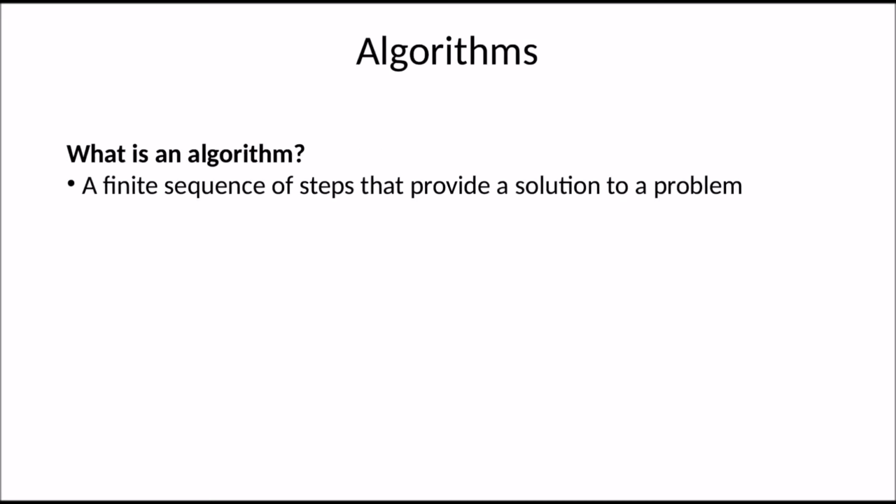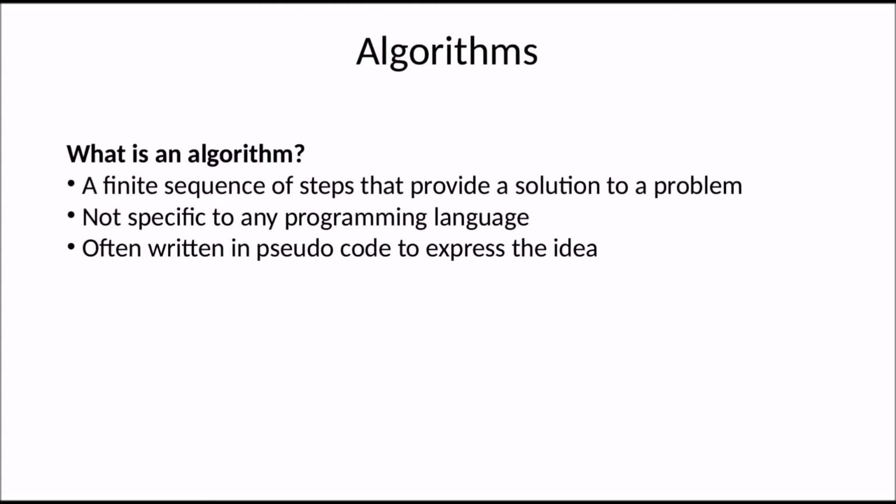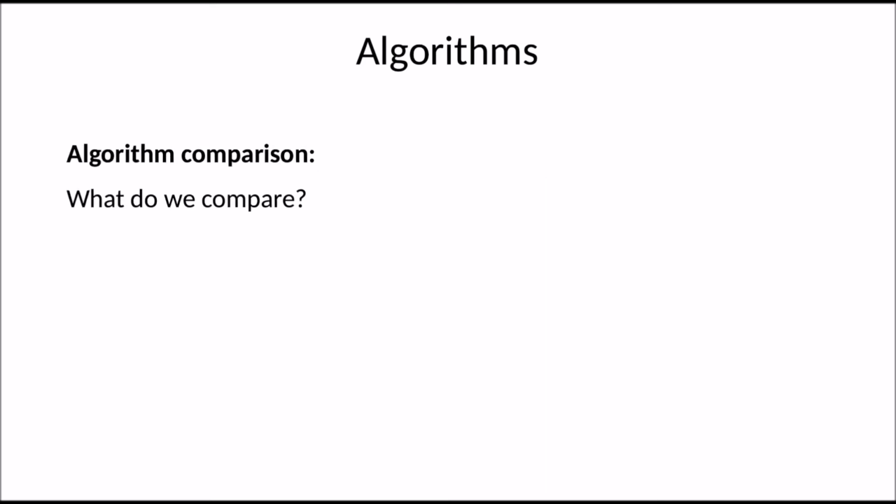An algorithm is a finite sequence of steps that provide a solution to a problem. It is not specific to any programming language and is often expressed in pseudocode. Now, when we have multiple algorithms, we want to be able to compare them. And what do we compare? We focus on speed and on space.